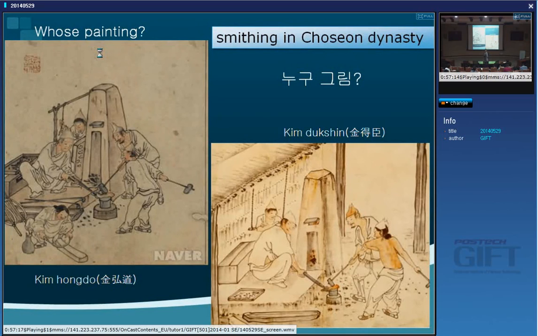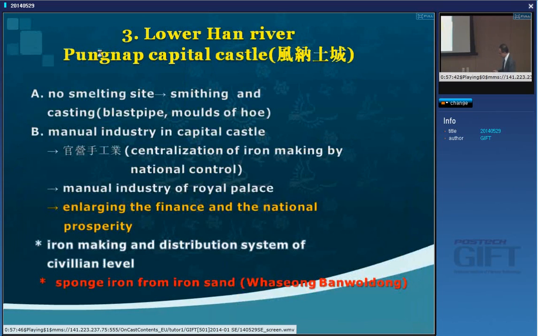That's a problem. I think at the time they used stone tools. Sometimes we find the marks of the hammering at the end part. And from the 4th century, they used iron tools for hammering.